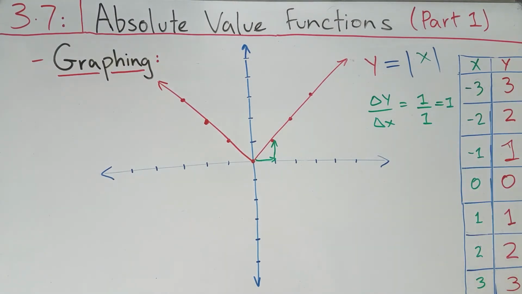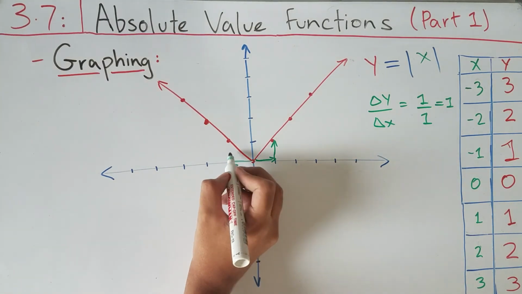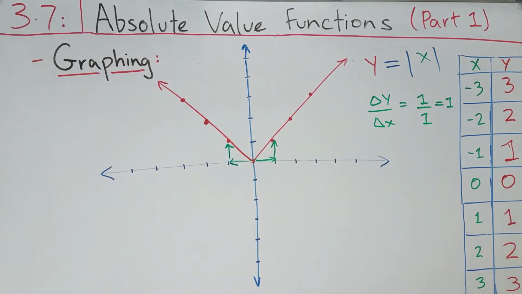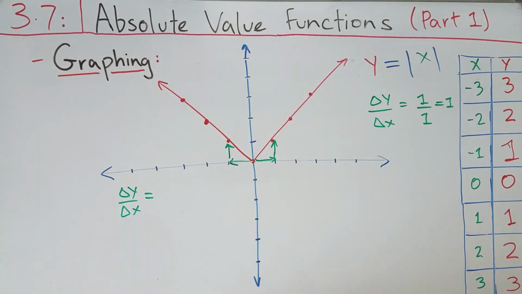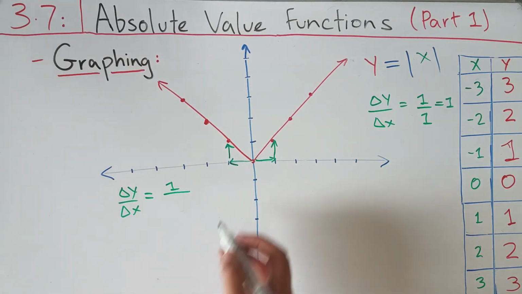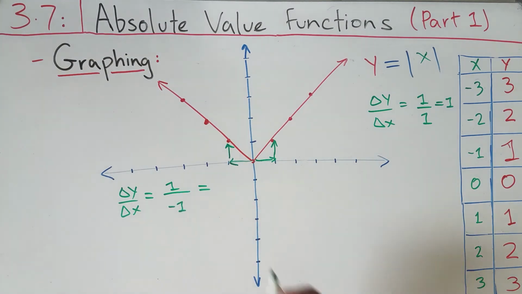However, if we look on the left side of the y-axis, we can see that we move backwards by a value of negative 1, but then we move upwards by a value of 1 to reach the point (-1, 1). So if we take the slope of this line on the left of the y-axis, then our change in y over the change in x will equal the change in y, which is positive 1, over the change in x, which is negative 1 because we're moving backwards, and our slope overall will simplify to negative 1. So what this tells us is that the slope of this graph is not the same everywhere.